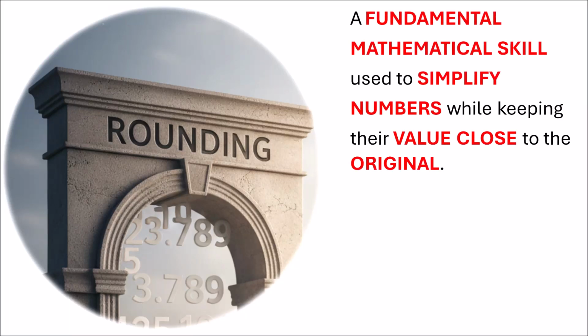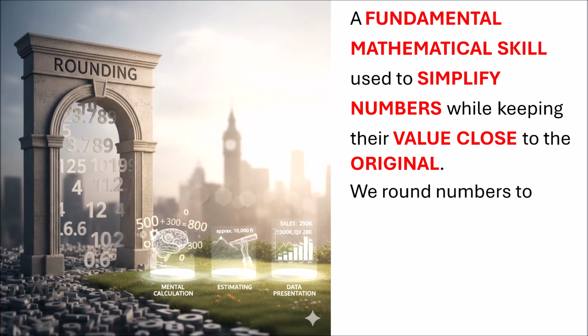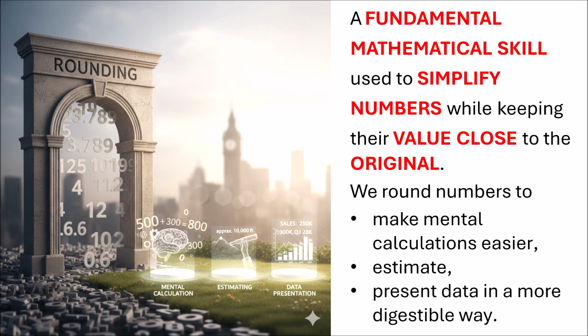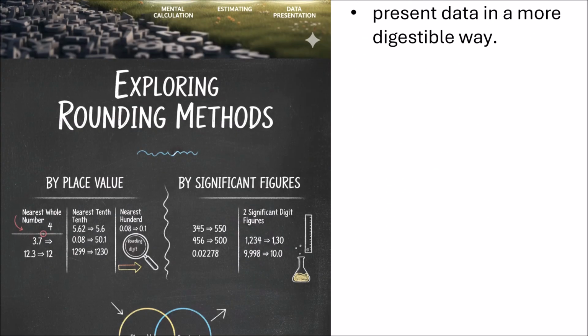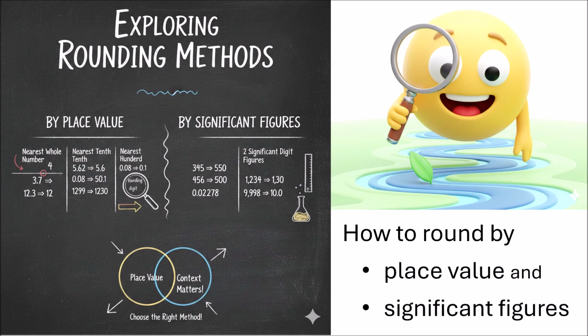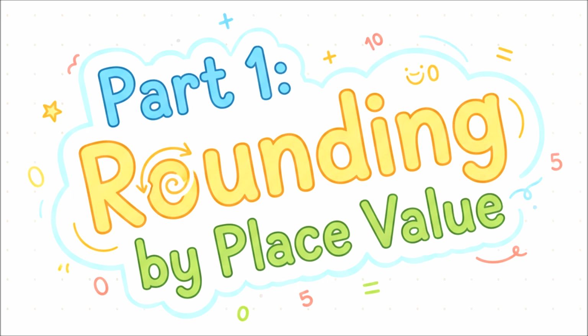Rounding is a fundamental mathematical skill used to simplify numbers while keeping their value close to the original. We round numbers for various reasons, such as making mental calculations easier, estimating, or presenting data in a more digestible way. In this video, we will explore how to round using different methods, including by place value and by significant figures. Part 1. Rounding by place value.